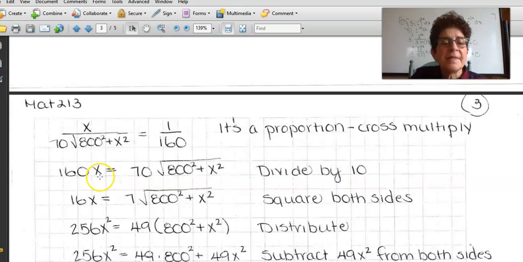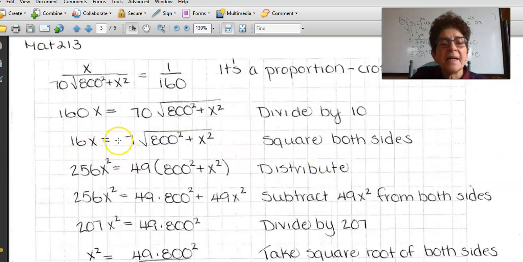This gives me 160x on one side and 1 times this quantity in the denominator on the other side. You might recognize that I can divide out a 10 from both of these expressions, giving me 16x equals 7 times the square root. I want to eventually get the x out of the square root, so I'm going to square both sides. 16x, the whole thing squared, is 256x squared. Remember, if you square the right side, you not only square the square root, but you have to square the constant outside. Next I'm going to distribute my 49.